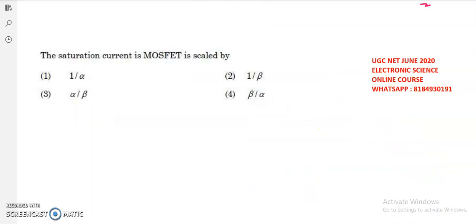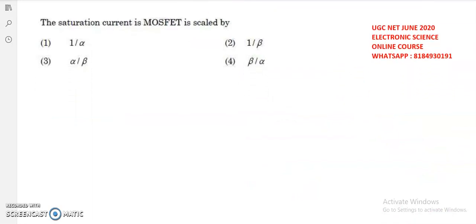And now the next question: the saturation current in a MOSFET is scaled by. If the MOSFET is in saturation, then the saturation drain current, that is ID, can be given as mu COX W by L into (VGS minus VT) square.